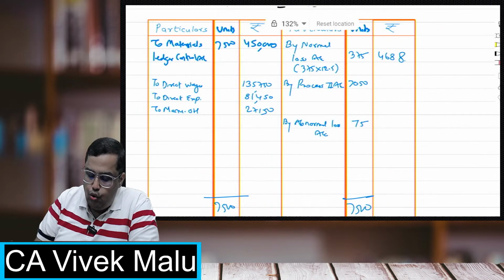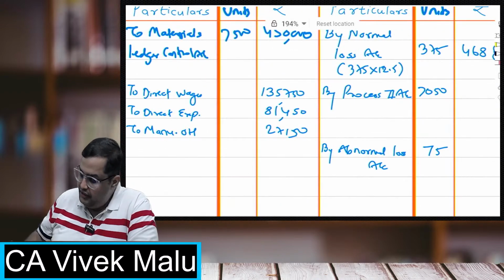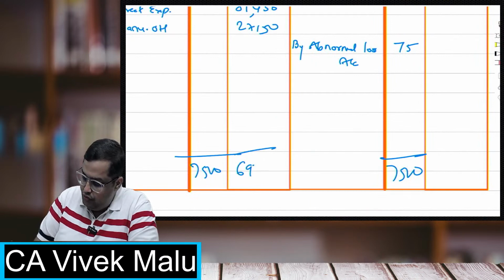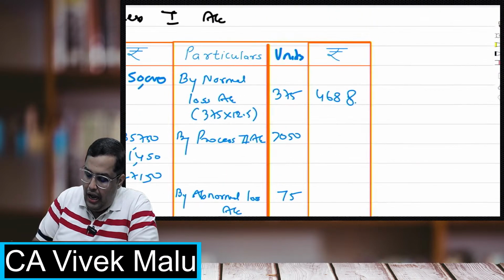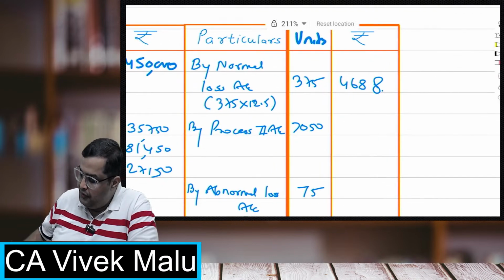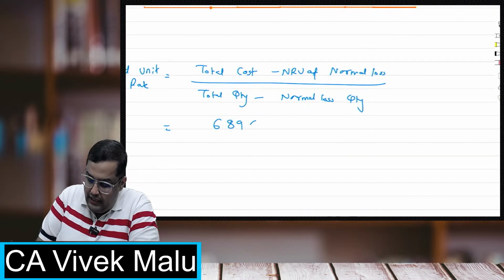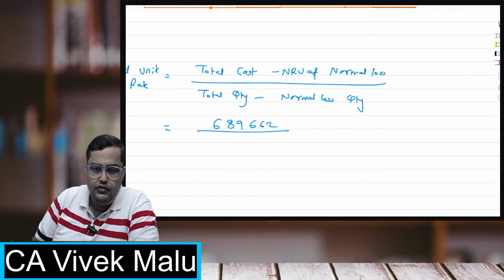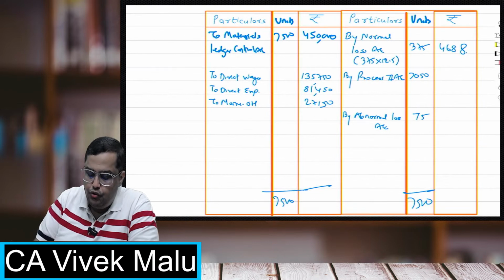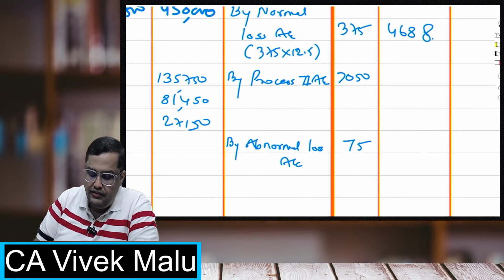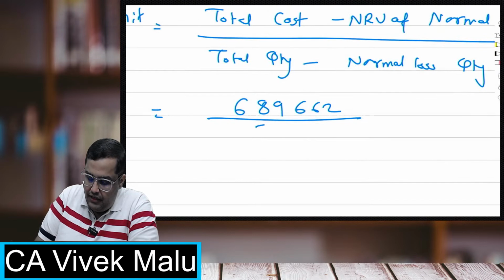Now check the totals of the cost. So 4,50,000 plus 135,750 plus 81,450 plus 27,150. So this is coming somewhere 694,350, out of which reduce this 4688. Reduce the scrap value. So the numerator I am receiving is 689,662, and in the denominator, total quantity minus the normal loss quantity. What was the total quantity? 7,500 minus 375. So that will be 7125.